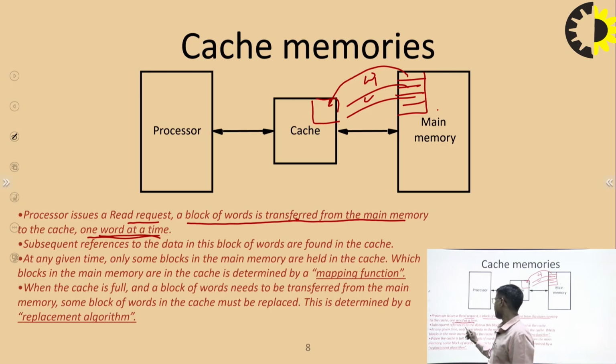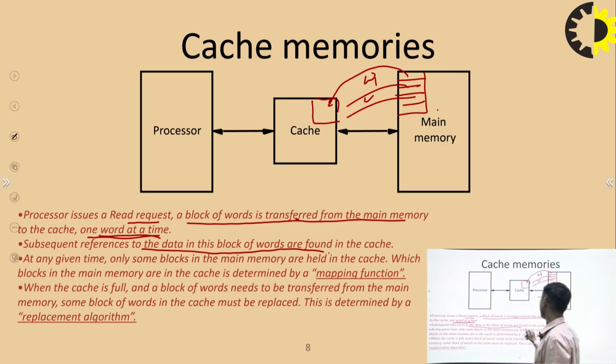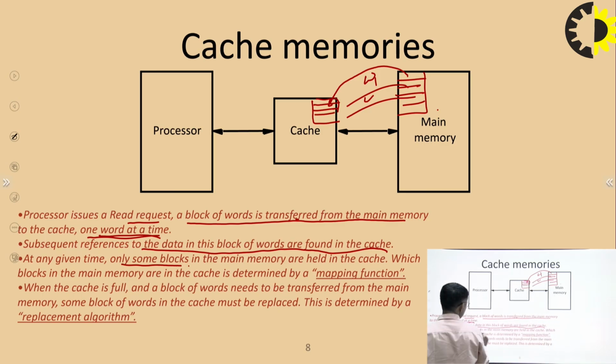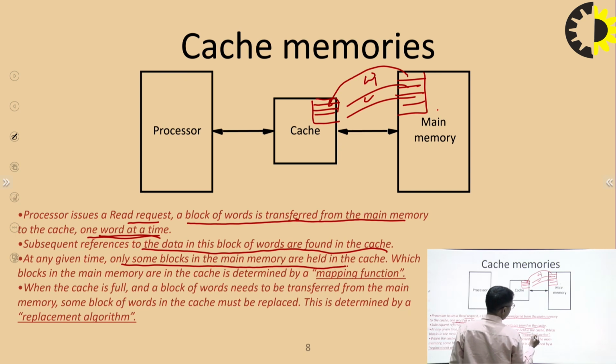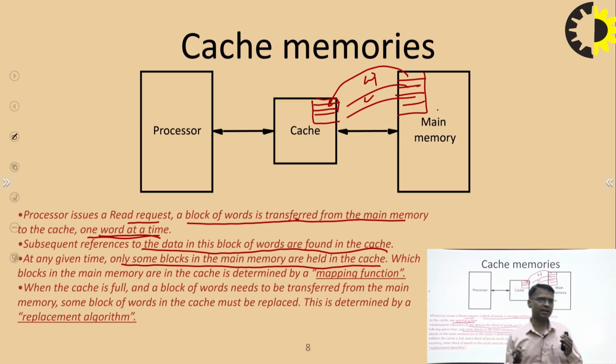Now subsequent references to data in this block of words are found in the cache. Obviously, if the next word is fetched within this block, it is available here. At any given time, only some blocks of the main memory are held in the cache. It is limited in size, so only a few blocks can come into the cache.